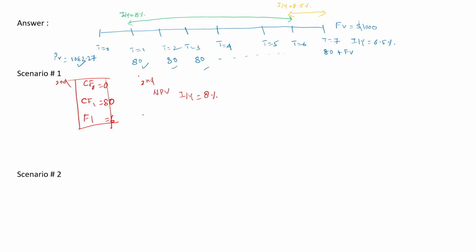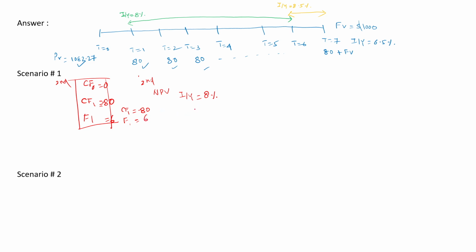So remember, before we do this, there is one small correction. Since we are talking about reinvestment, really speaking, this 80 is now CF1, this cash flow of 80 should be preceded with a minus sign. So CF1 is equal to minus 80, and then F1 is, as mentioned, for how many periods? It's 6 periods.